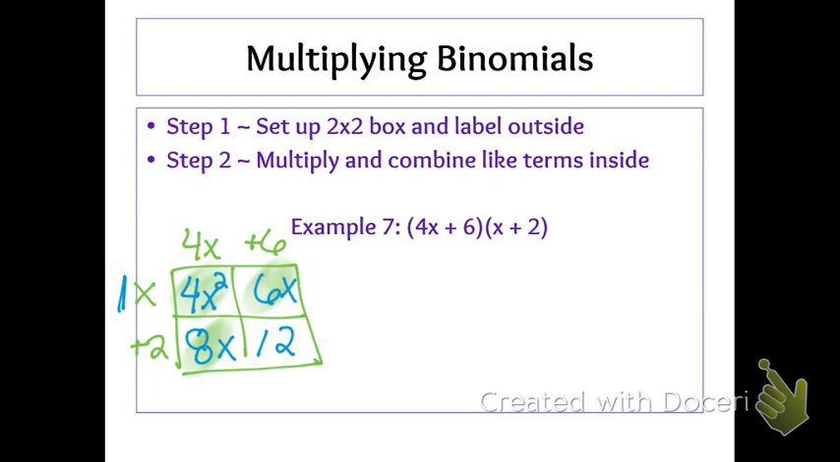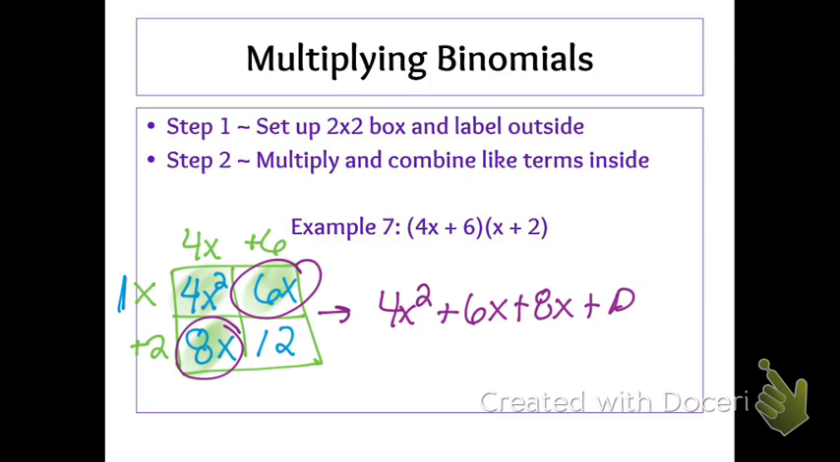And then the last step here, we're going to combine our like terms. If we look through here, we have a 6x and an 8x that are like terms. We'll put those together. So our answer will be 4x squared plus 6x plus 8x plus 12. But then these two are like terms. So 6x plus 8x, which is 14x. And then that is our final answer.